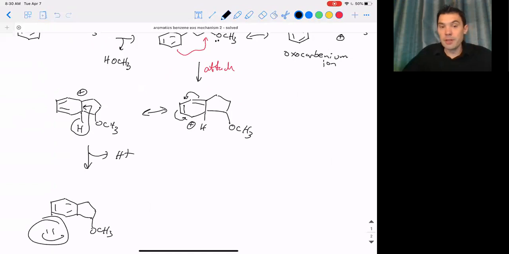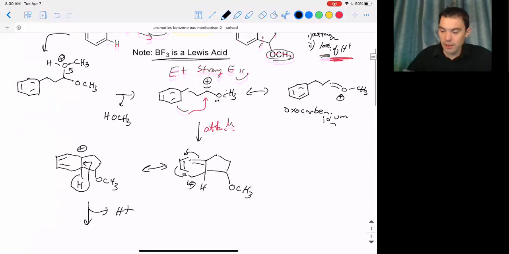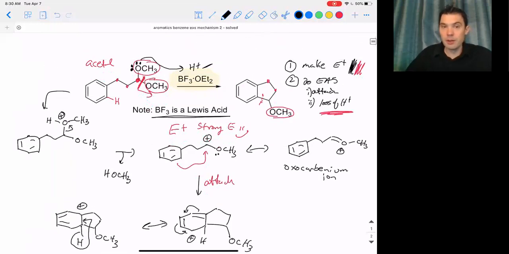And we're done. So that's the mechanism of this particular EAS mechanism. And of course, for this mechanism, what I've done is I've substituted the H plus for the BF3 etherate, just to make it a little bit simpler. And because of that, we can draw an analogy to our classic two steps in every EAS mechanism.